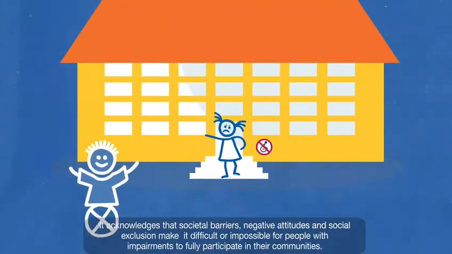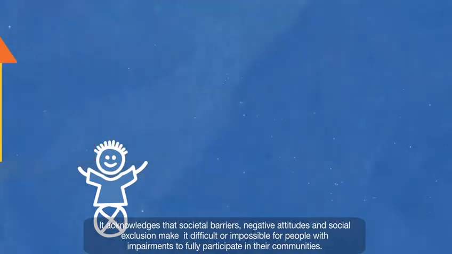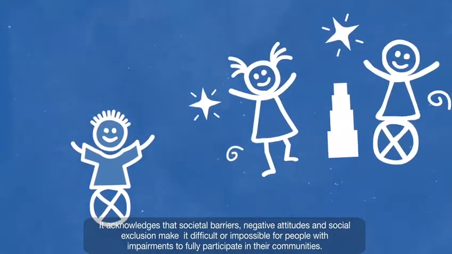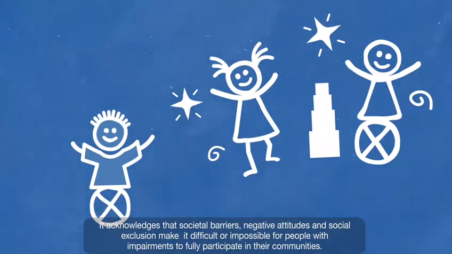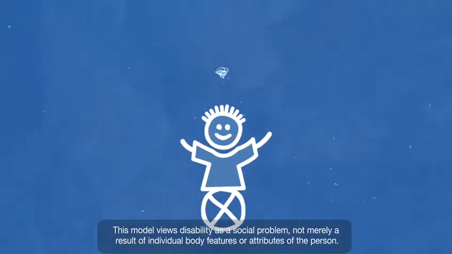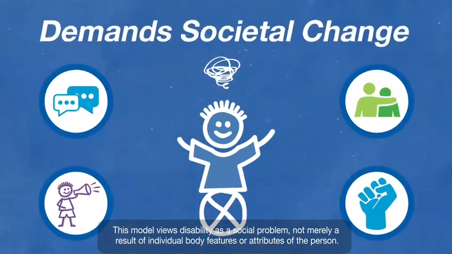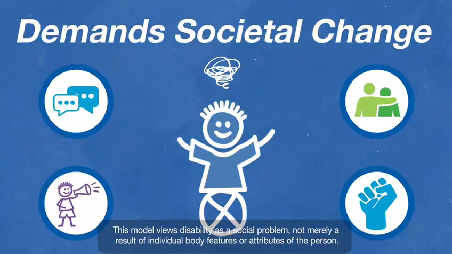It acknowledges that societal barriers, negative attitudes, and social exclusion make it difficult or impossible for people with impairments to fully participate in their communities. This model views disability as a social problem, not merely a result of individual body features or attributes of the person.